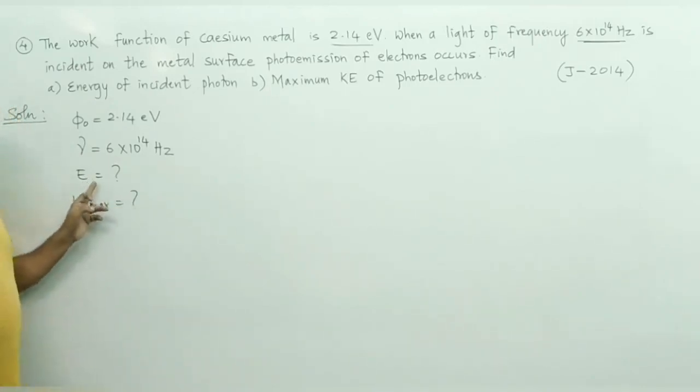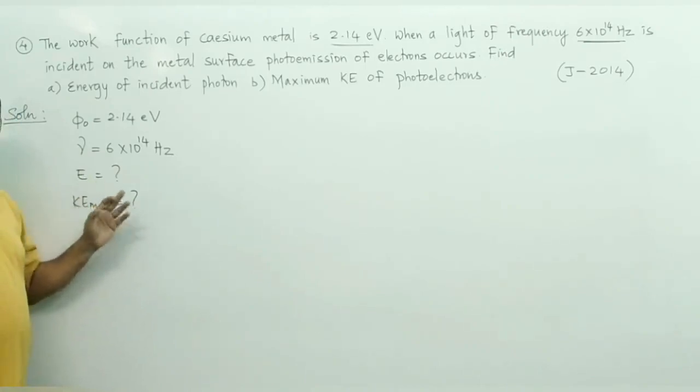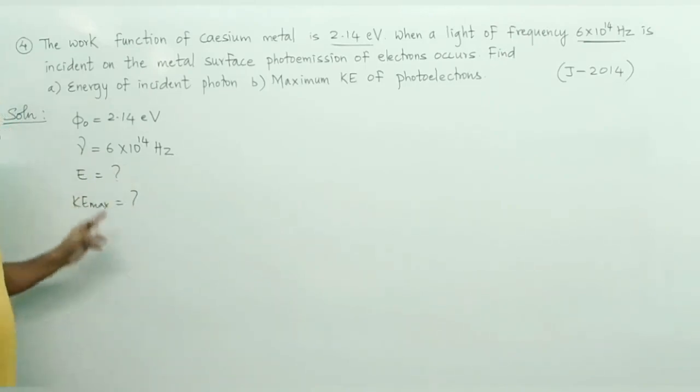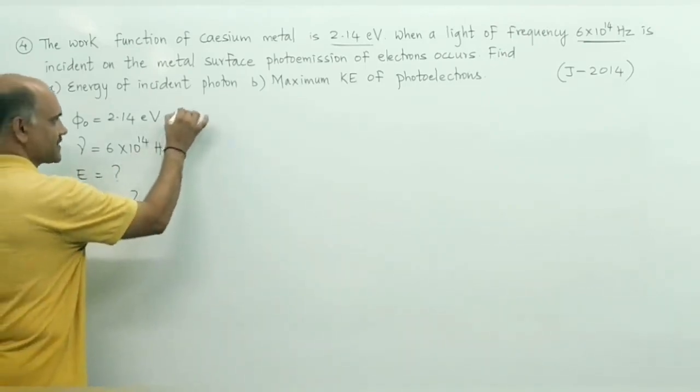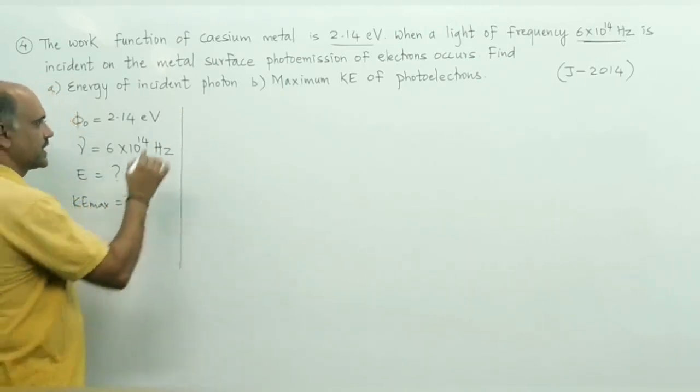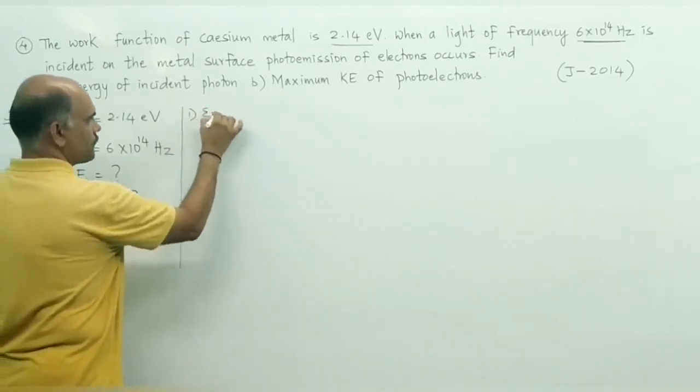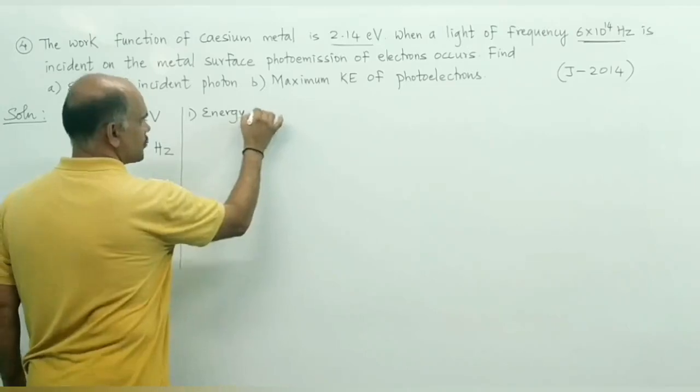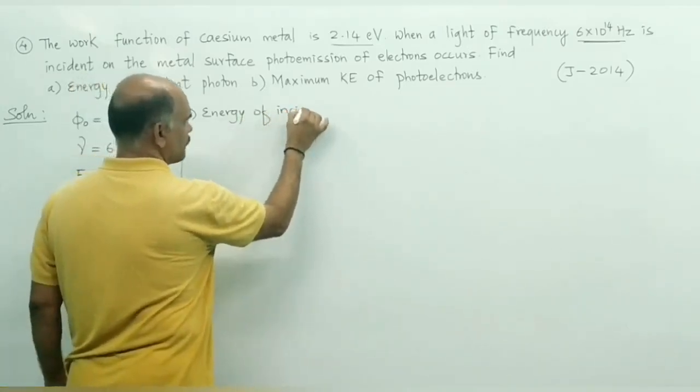Now easily you can find students E value, so you can start with me. So which formula you will be using to find incident energy of incident photon? So first, energy of incident photon.